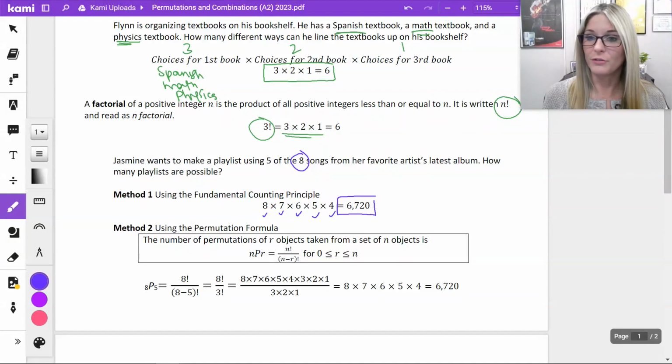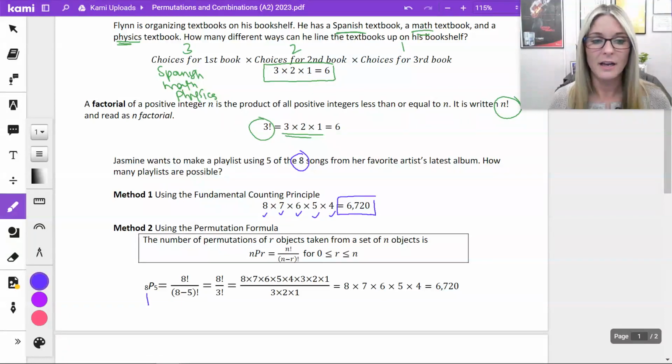so I want to make sure you feel comfortable when you see it. The number of permutations of R objects taken from a set of N objects, NPR there, is equal to N factorial over N minus R factorial, as long as the number that you're choosing from is between 0 and the number in the set. So let's look at the example for Jasmine.